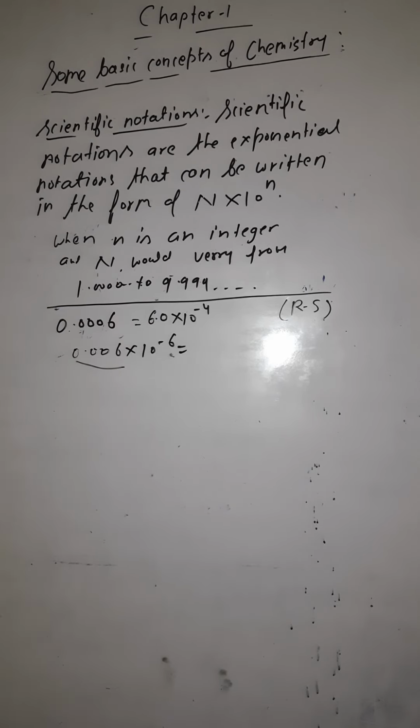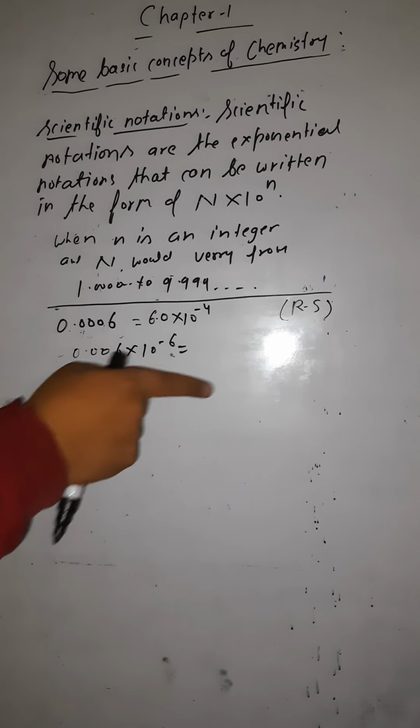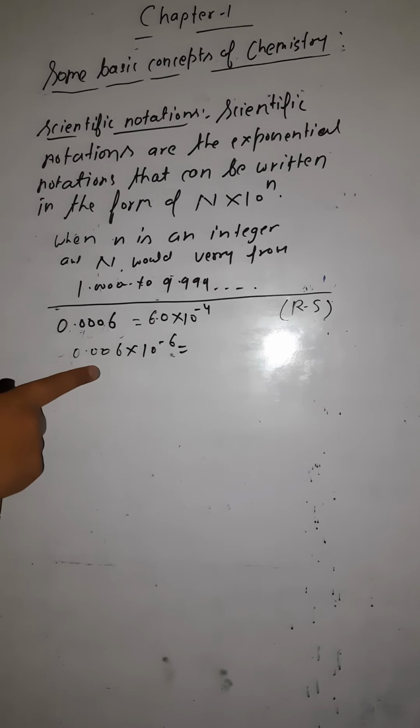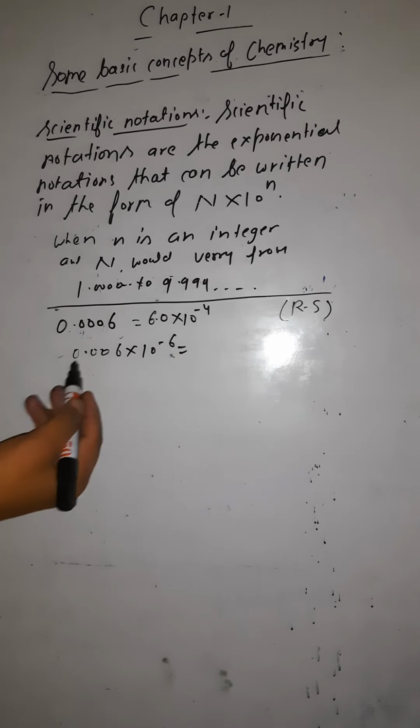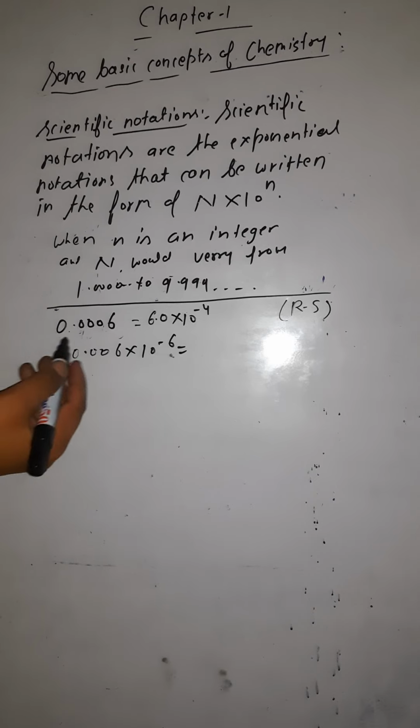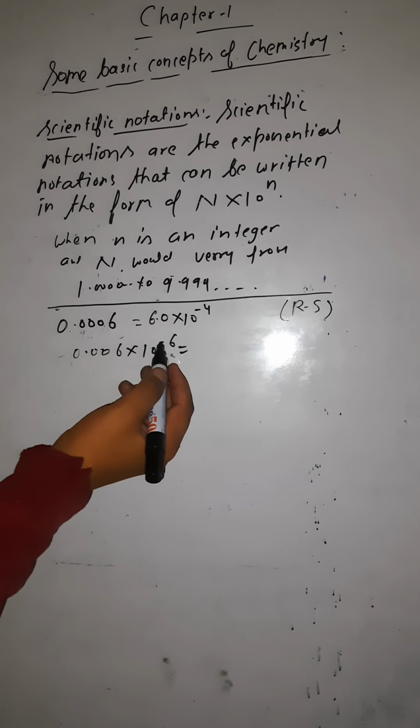It is not between this. Yes or not? So how do you write this in scientific notation? To write this in scientific notation, the decimal which is here is to be shifted towards the right. Again we are shifting the decimal towards the right. If you are shifting the decimal towards the right, then power is going to be subtracted.